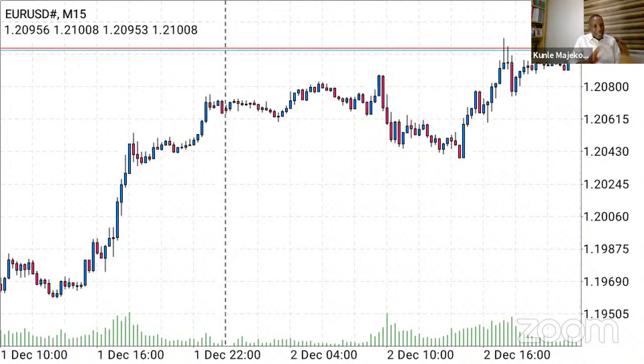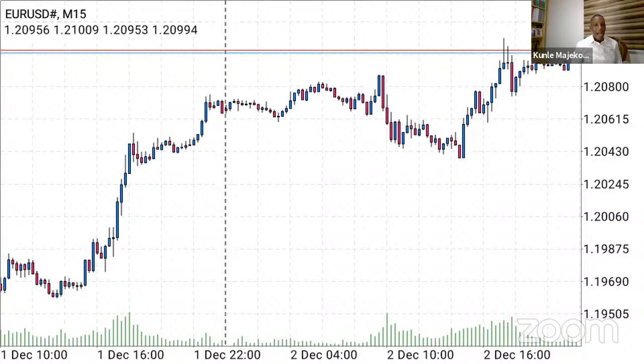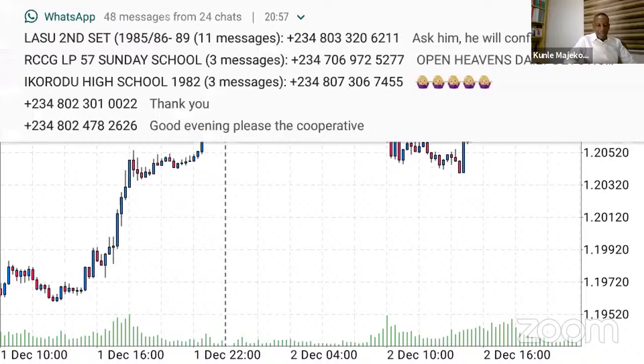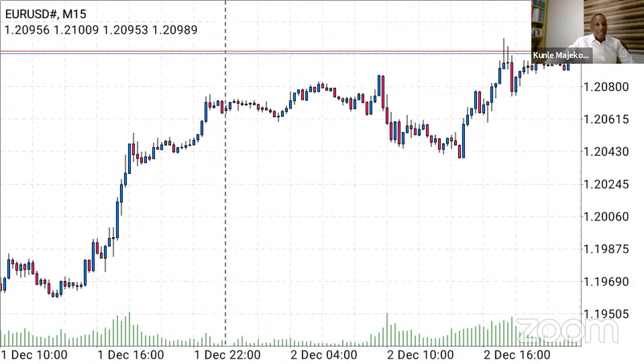Okay, Ondukwe says sell as well. Sellers are in this market. Uche, sell. Wow. Who else? These people are bears in this market. Oh, Nemeka says he will not trade. Okay.